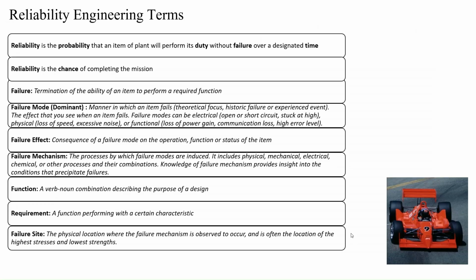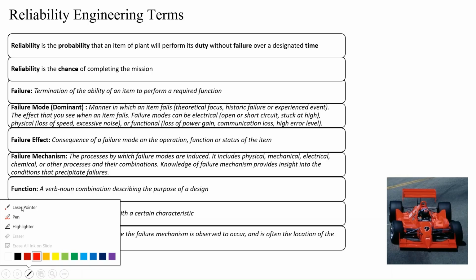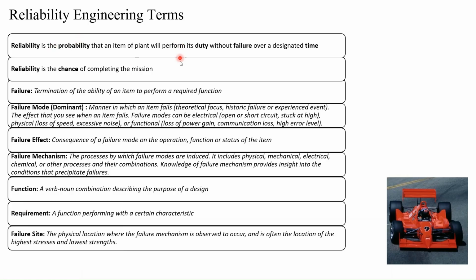Failure: termination of the ability of an item to perform a required function. Reliability is the probability that an item of plant will perform its duty without failure over a designated time. Reliability is the chance of completing the mission. Failure mode: the dominant manner in which an item fails, with a theoretical focus, a historic failure or an experienced event. It is the effect that you see when an item fails.